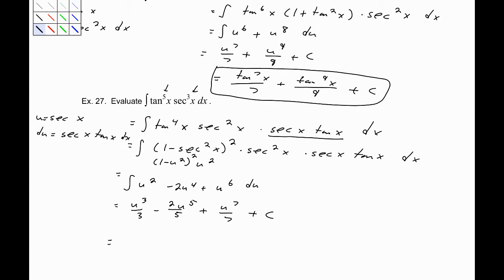Subbing that back in, we've got secant cubed x over 3 minus 2/5 secant to the 5th x plus secant to the 7th x over 7 plus c. Okay, good.